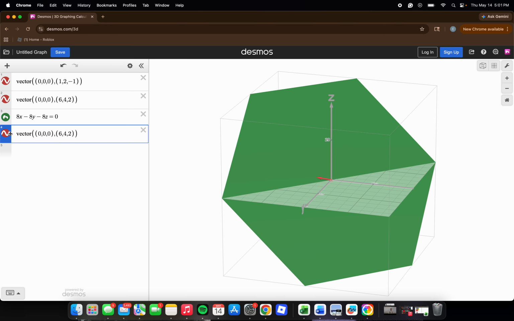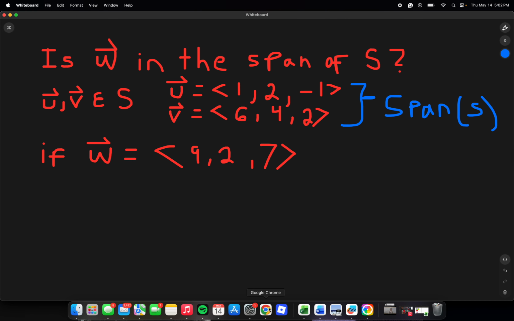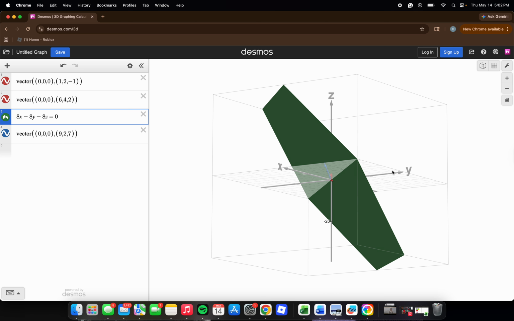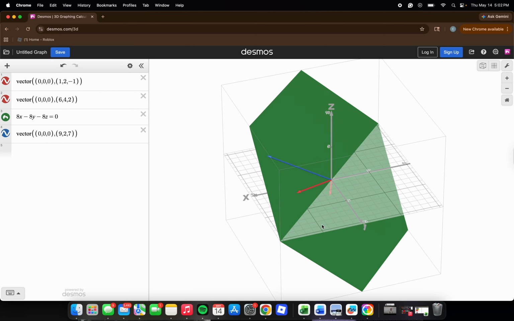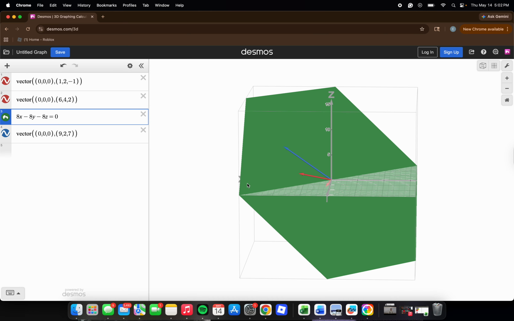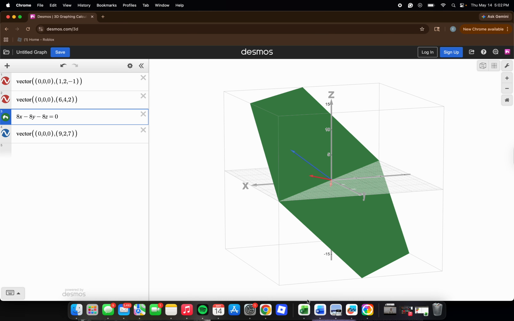So let's put in, I'm going to make this vector blue. The vector that we're trying to prove is in the span is 9, 2, 7. And hopefully you can see that indeed this vector is in the span. But how do we prove it mathematically? Now, this is visual proof, but what's the mathematical proof? That's what I want to show you today.